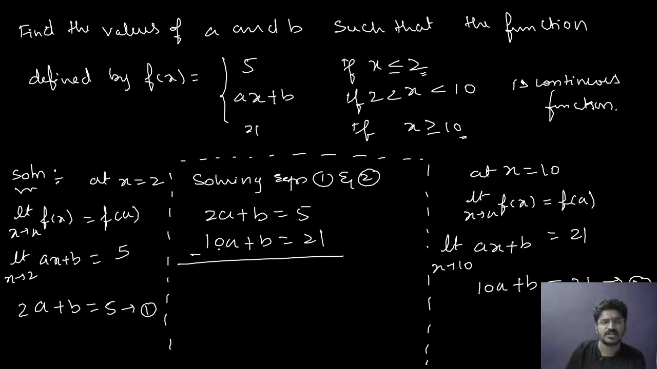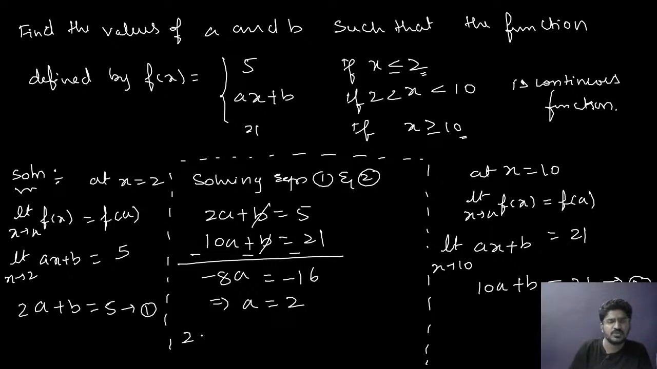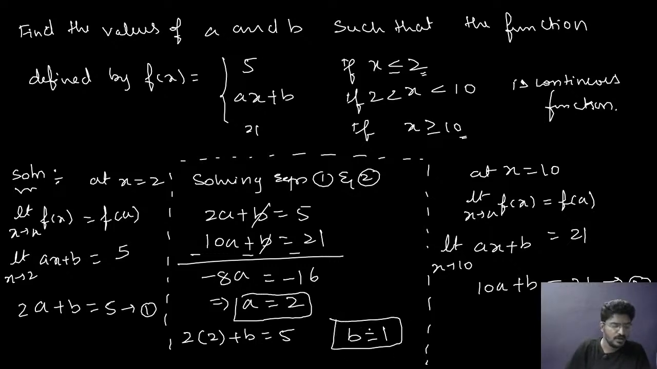So here if I subtract this, this will be minus 8a. So the b will get cancelled. If I subtract here, it will be minus 16. That implies a equal to 2. Okay, so if a equal to 2, put it in any equation. So that is 2 times 2 plus b equal to 5. So b will be equal to 1. Therefore, a is 2, b is 1. This is the value of a and b.